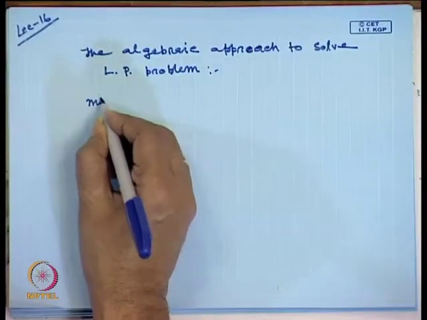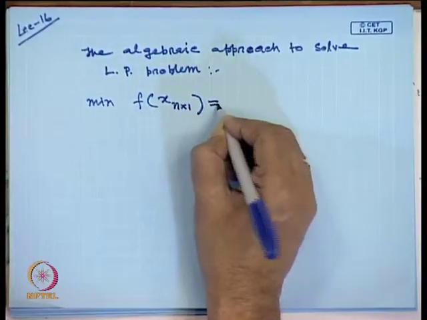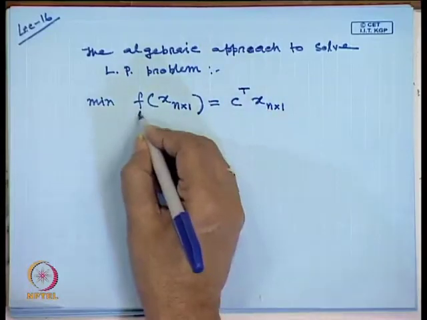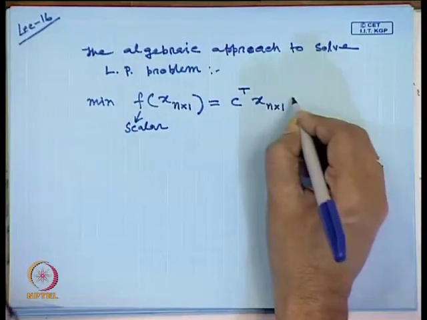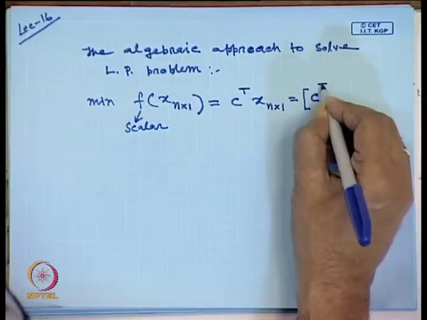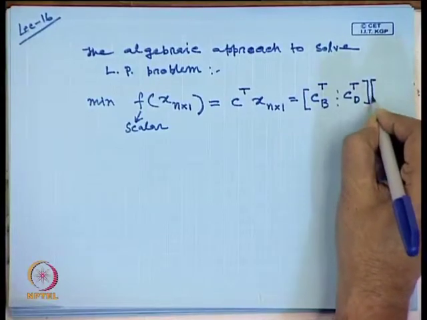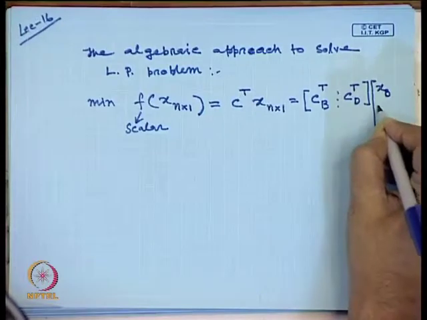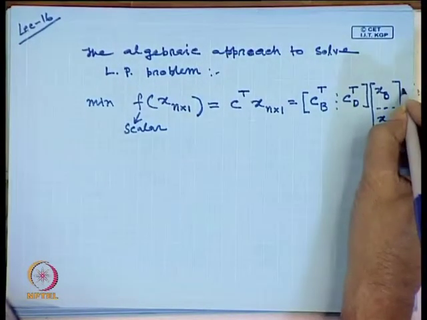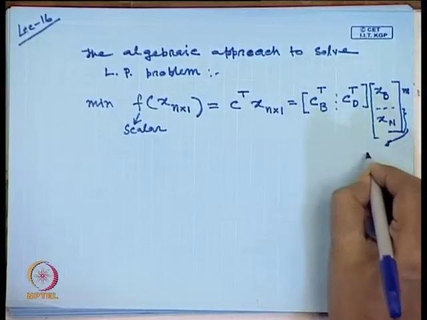So, let us write our minimization problem: minimize f of x, where x has dimension n cross 1, with n decision variables, and we write it as c transpose x. The f is a scalar function, the objective function is a scalar. We partition this c transpose into two parts, c_B transpose and c_N transpose. The c_B transpose is associated with the basic variables x_B, and c_N with the non-basic variables x_N. The dimension of the x_B vector is m, and the dimension of x_N is n minus m.